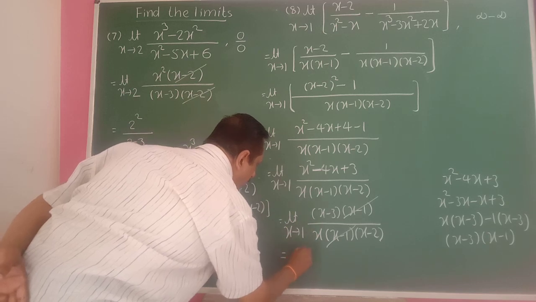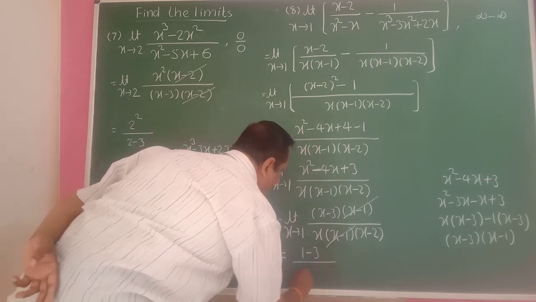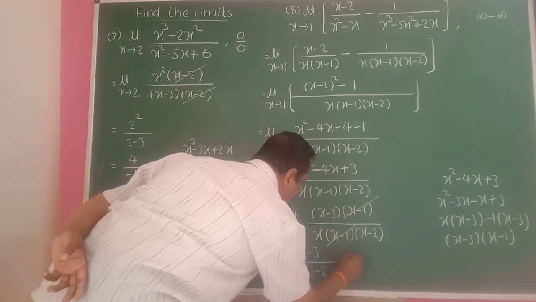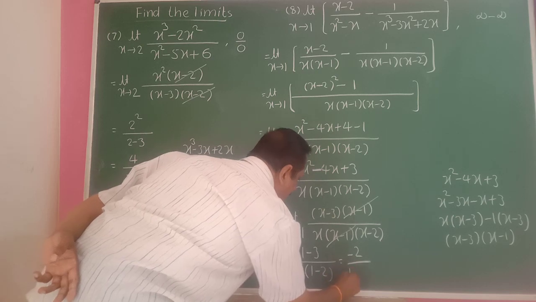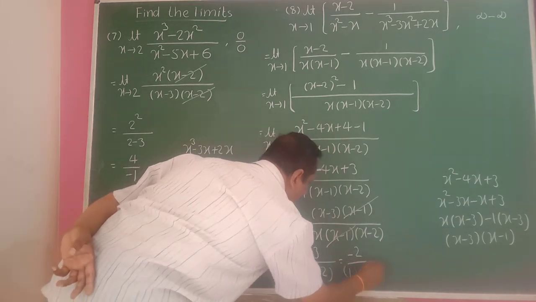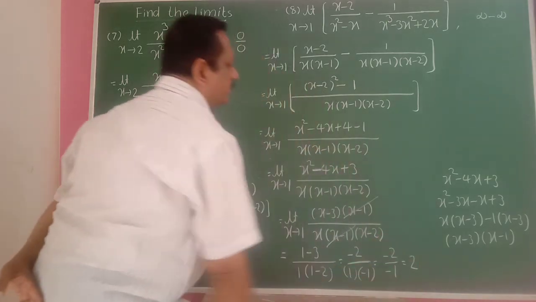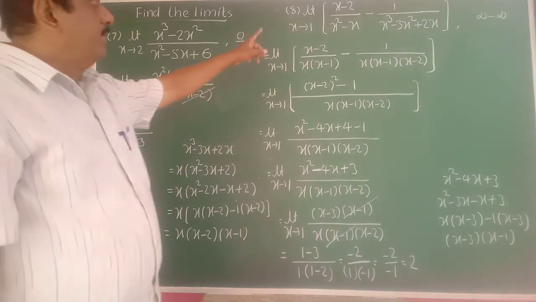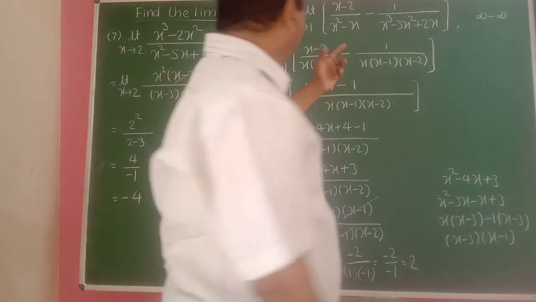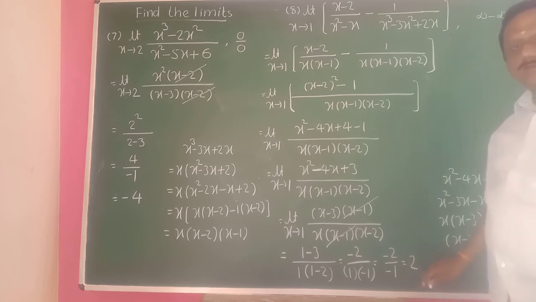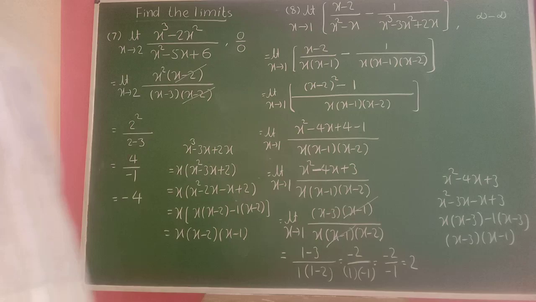Therefore this is equal to 1 minus 3 divided by 1 into 1 minus 2. 1 minus 3 is minus 2 divided by 1 into minus 1. Yes, minus 2 divided by minus 1 gives plus 2. Therefore, value of this limit is 2. If you directly substitute 1, you will get infinity minus infinity form, indeterminate form. Then after simplification, you will get the answer 2. This is the answer.